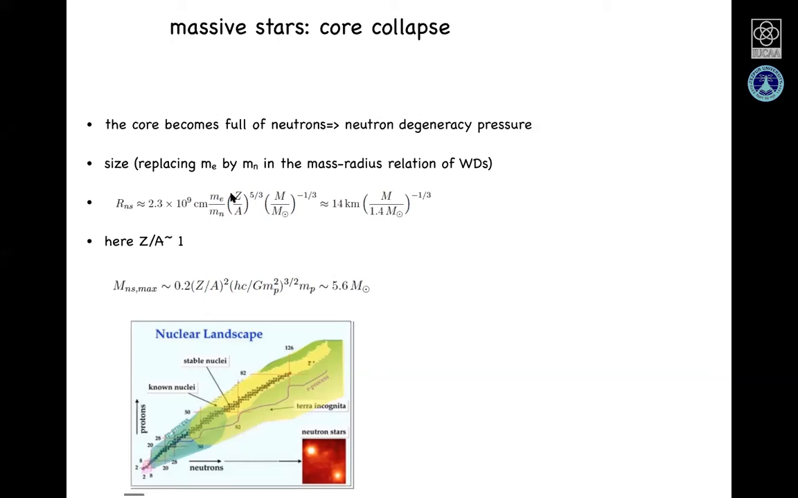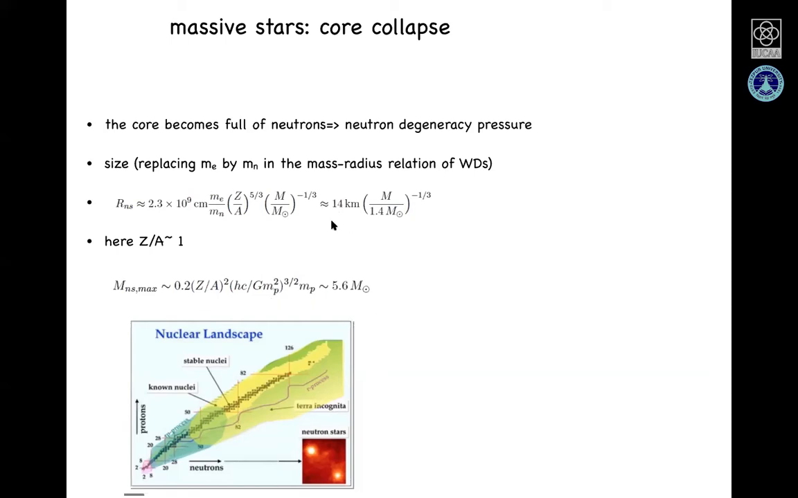The relevant particle is neutron, and the whole star is neutrons. So the number of neutrons per neutron is 1. So Z over A is 1, and you just replace the mass of electron by mass of neutron. You will get a mass radius relationship of neutron stars. For a star or the core which is just beyond the Chandrasekhar mass limit, 1.4 solar mass, you will get a radius of about 14 kilometers from this very rough estimate.